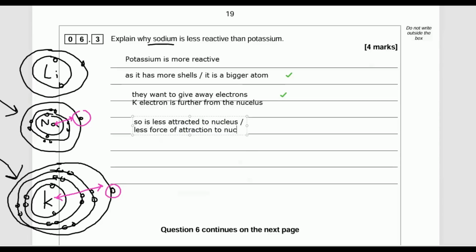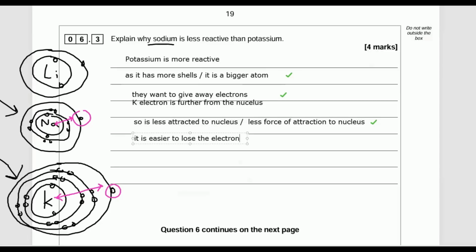And you might say to me, sir, haven't you said it all? Isn't it? There's nothing else to say, and that's only 3 marks. Remember, I said they want to give away the electrons. So because it's less attracted to the nucleus, we would say it is easier to lose the electron. So what I can do here, guys, is also add in something called shielding. So potassium has more shielding. Now, I don't have to explain that. If you just put potassium has more shielding, you're going to get a mark.